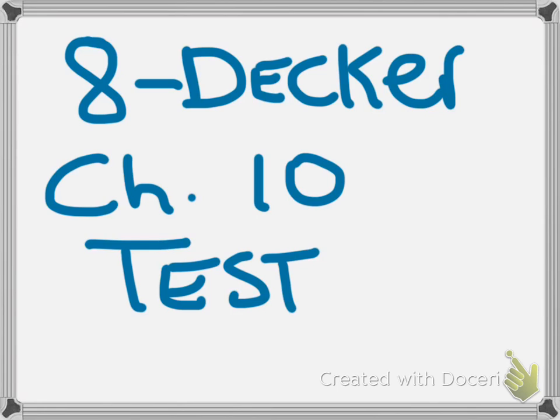Skip number 2. Number 3, which treaty opened most of Ohio to white settlers? A. Jay's Treaty, B. Pinckney's Treaty, C. Treaty of Greenville, or D. Treaty of Ohio.